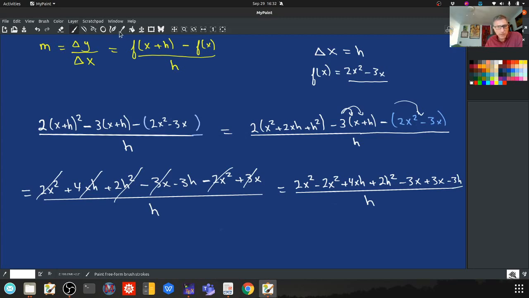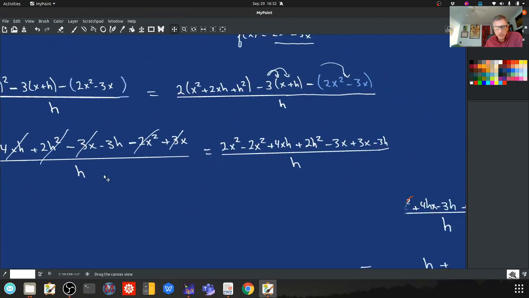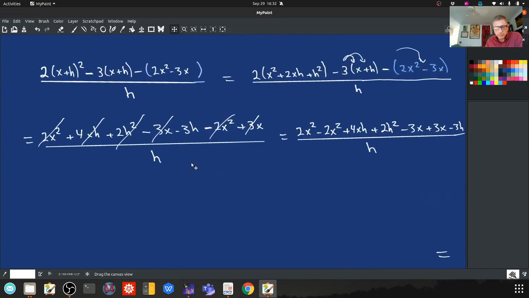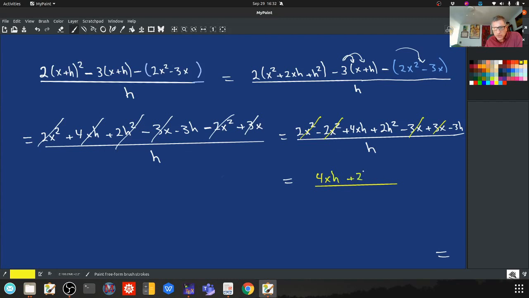Now I'm getting much closer. This is going to be equal to, we cancel out 2x squared, those are going to cancel out. So I'm going to write this down here. Minus 3x plus 3x are going to cancel. So I'm going to have 4xh plus 2h squared minus 3h over h.